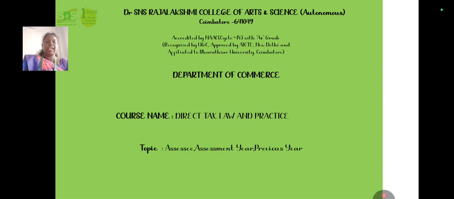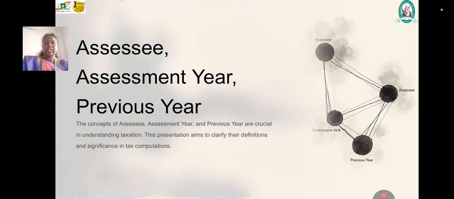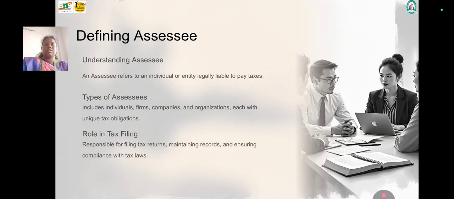Today I am here to present a lecture series on the subject Direct Tax Law and Practice on the topic Assessee, Assessment Year and Previous Year. First we can see the concepts of assessee, assessment year and previous year are crucial in understanding taxation. So this presentation will help to clarify the definition and significance of tax computations.